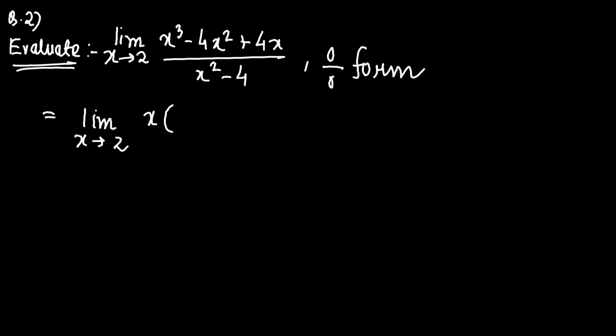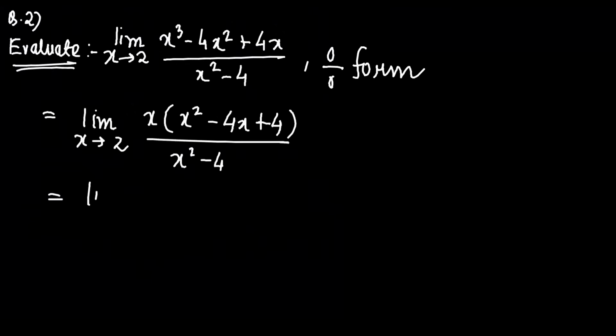Here we can take x common. So it will be limit x tends to 2 of x square minus 4x plus 4 by x square minus 4. Now what is this one? This is x square minus 4x plus 4. You can get a whole square format from this. So it is x square minus 2 into x into 2 plus 2 square. I can write it like this.